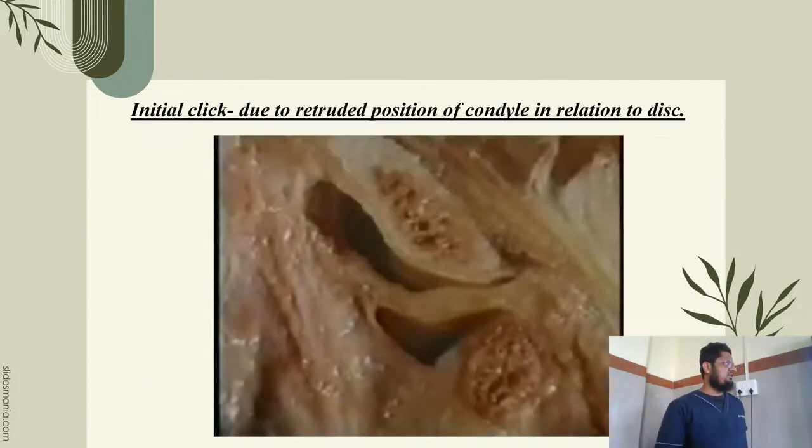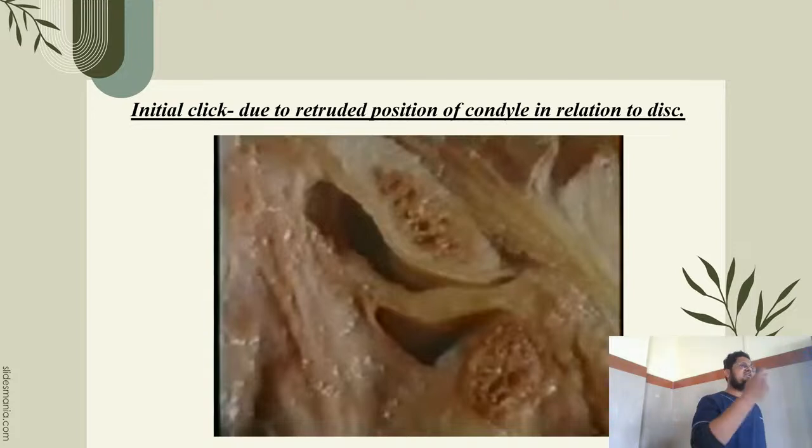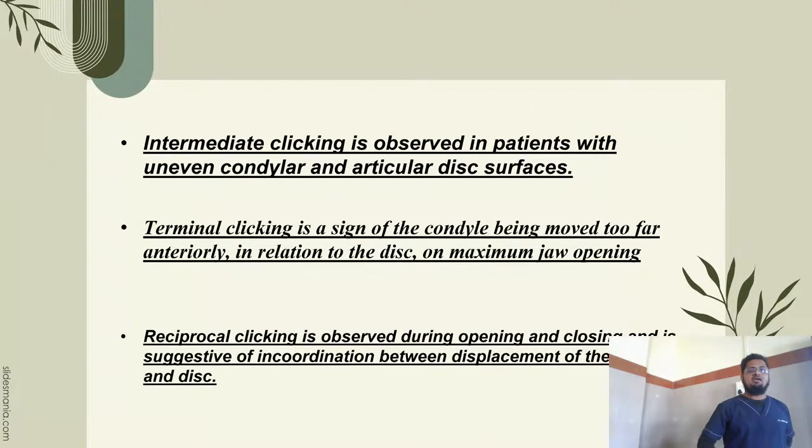So this is the initial clicking. Initial clicking is due to the anterior displacement of the disc in relation to the condyle. While opening the mandible, there is a chuck movement between the condyle and the articular disc that gives the clicking sound. Intermediate clicking is observed in patients with uneven condylar and articular surfaces.